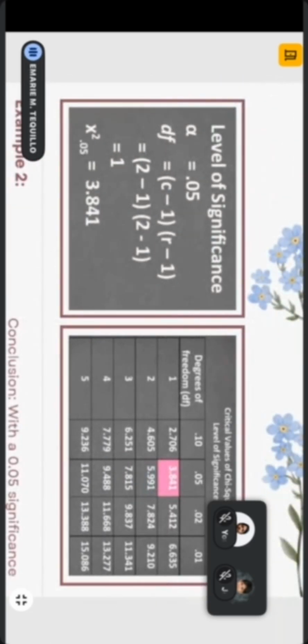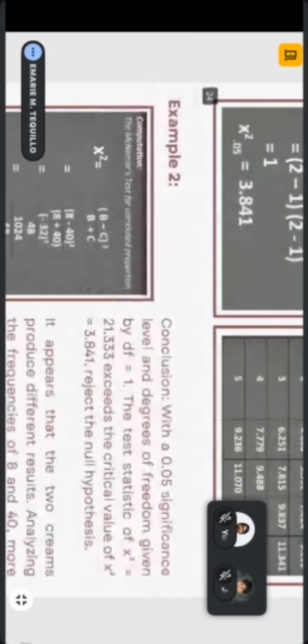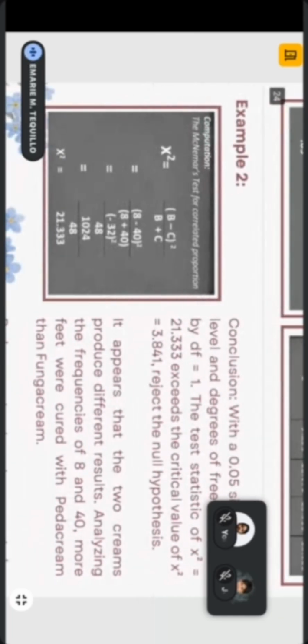Same as in example 1, we need to get the level of significance first and then the critical value. So alpha is 0.05, degrees of freedom is always 1, and the critical value is 3.841. Right? And then you compute, substituting the given values into the formula for McNemar's test, and you will get the chi-square value, which is 21.333.